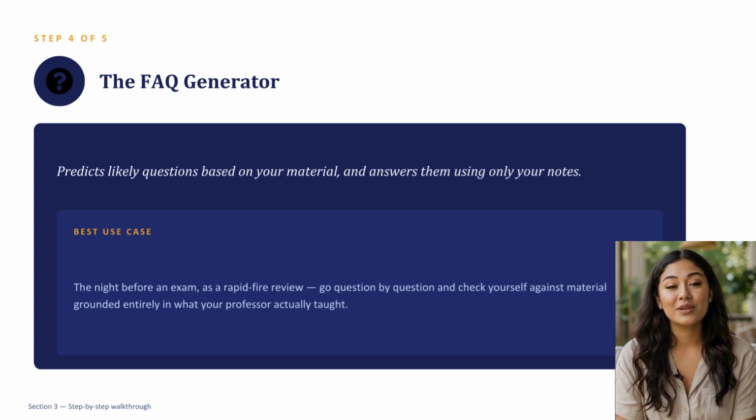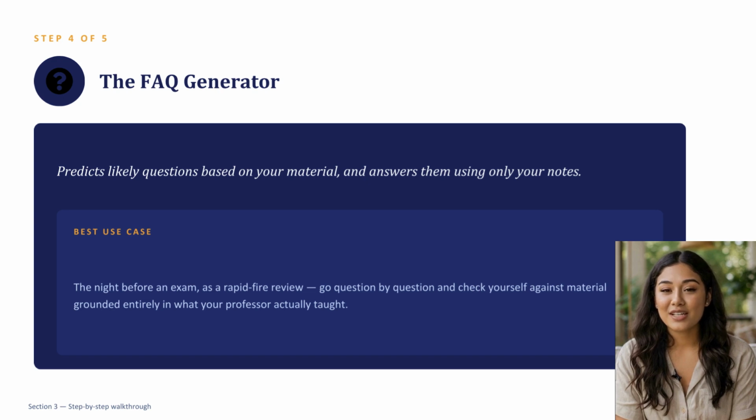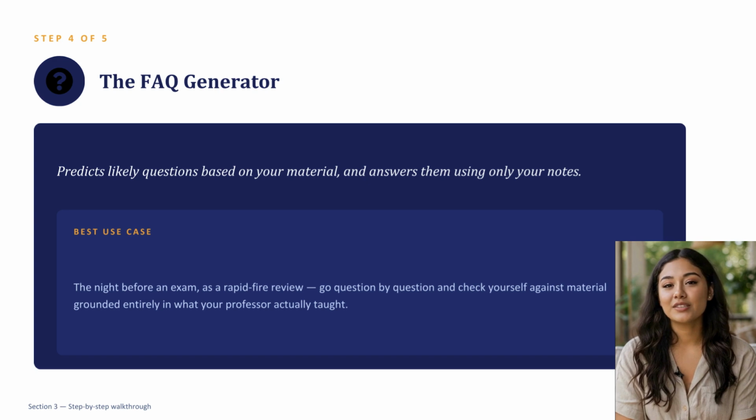Here's exactly when I use this: the night before an exam, as a rapid-fire review. I go through the generated questions one at a time, try to answer each one in my head before reading the AI's answer, and use it as a final gut check on what I actually remember versus what I thought I remembered. Because it's grounded entirely in your own class material, you're never reviewing information that doesn't actually match what your professor is going to test you on.